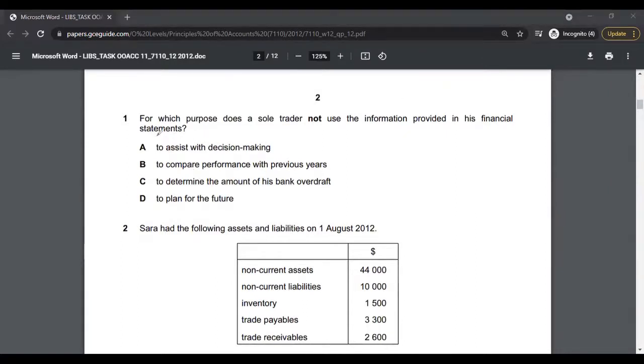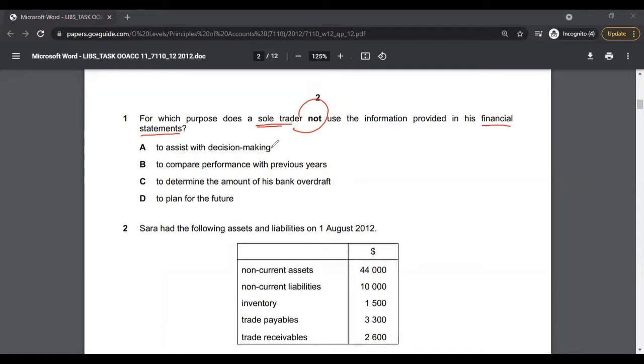Multiple choice number 1. For which purpose does a sole trader not use the information provided in his financial statements? So we have to look at the use of the financial statements from a sole trader perspective, and then we have to focus on the "not". That's why it's in bold as well. So let's look through the options.